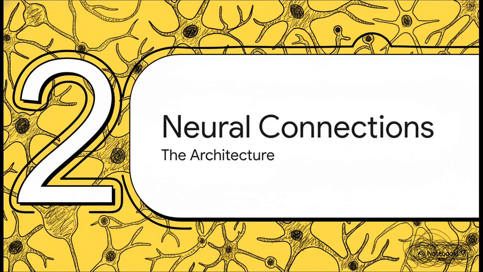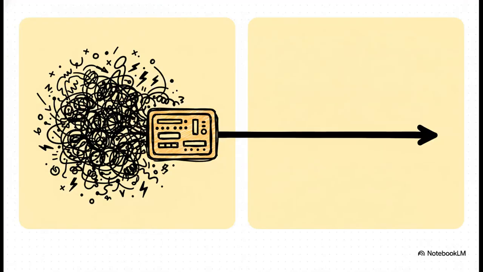Moving on to section 2, mapping the neural connections. The architecture. Okay, so a great way to visualize the basal ganglia is to think of it as this massive biological switchboard. On the input side, you've got an unimaginably massive amount of data just pouring in from the cerebral cortex. We're talking everything from raw sensory inputs to really complex motor plans.